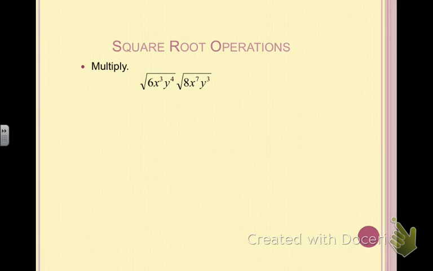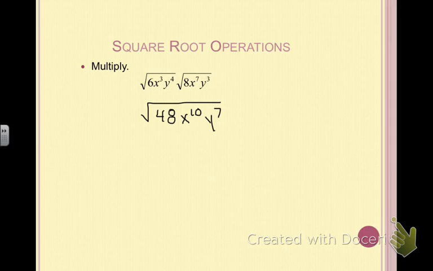The next example is the square root of 6x cubed times y to the 4th power times the square root of 8x to the 7th power times y cubed. There are no factors outside the radical signs in this example, so we are off the hook there. Multiplying the radicands gives us the square root of 48 x to the 10th power times y to the 7th power. We multiply the factors 6 and 8 as usual, and remember that when multiplying like bases, we add the exponents. 3 plus 7 is 10, and 4 plus 3 is 7.